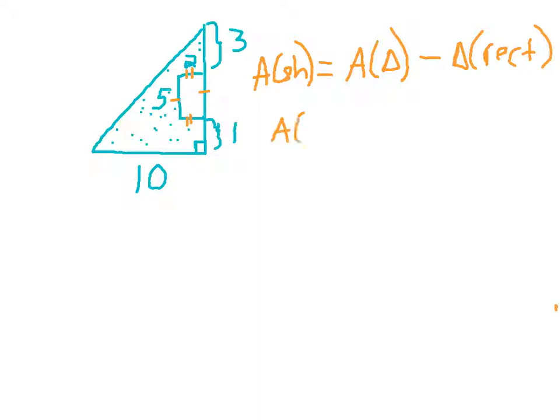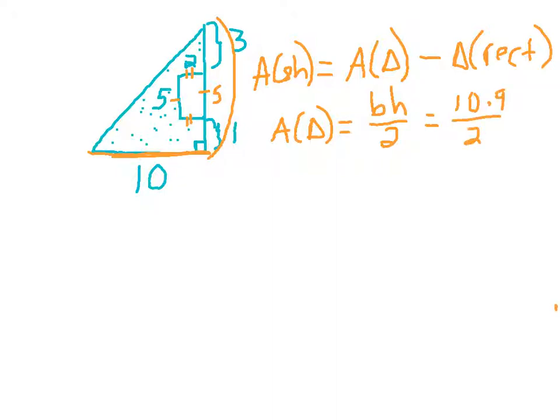Alright, so area of the triangle, our formula in general for triangles is base times height divided by 2. And I can see our base is 10, so we have 10 times, and our height is this whole side. So let's add up all of the numbers on that side. We have a 1, this here is 5, so that gives us 6, and then plus 3 is 9. So the area of the triangle, 10 times 9 is 90, divided by 2, which gives us 45.